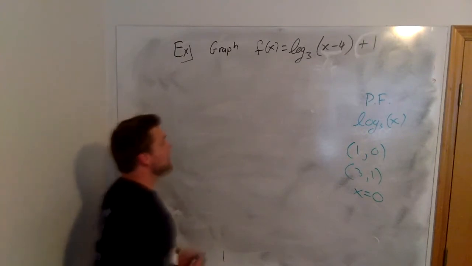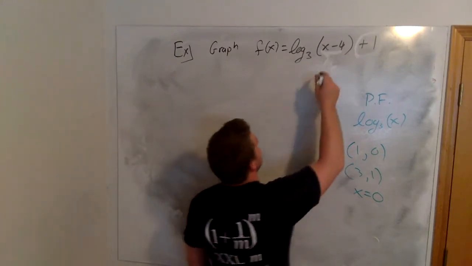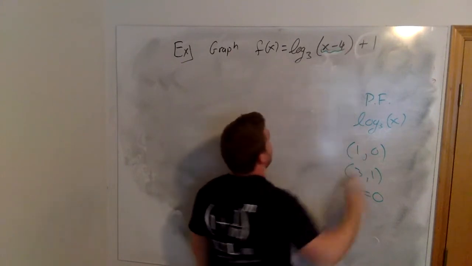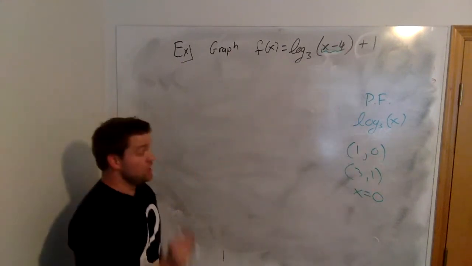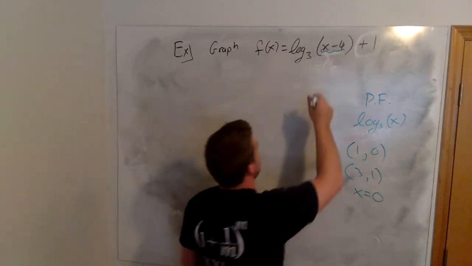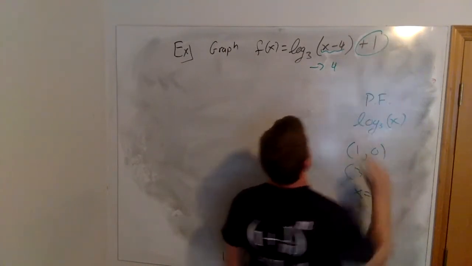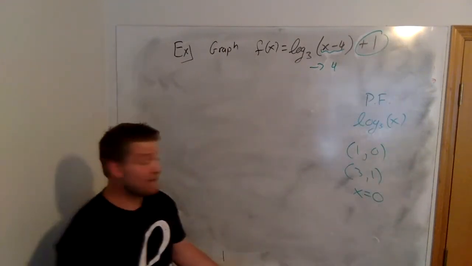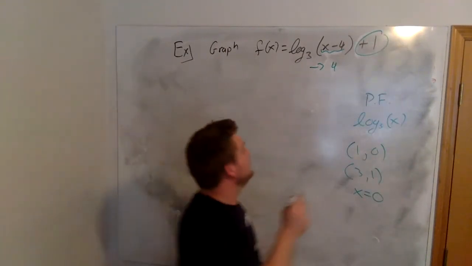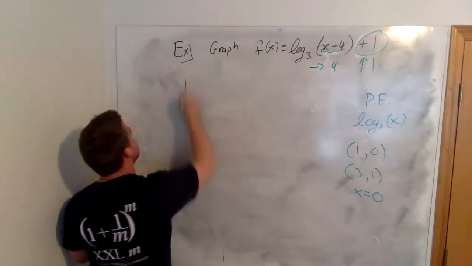Okay, so now we want to think about what has happened to this logarithmic function. What has happened to the parent function? Well, notice that right here that we're subtracting 4 directly from the x value. That's going to shift our graph to the right 4 units. Okay, what is this plus 1 going to do? I'm adding 1 to the outside of the function. That's going to shift my graph up 1 unit. Okay, so let's make a little table.